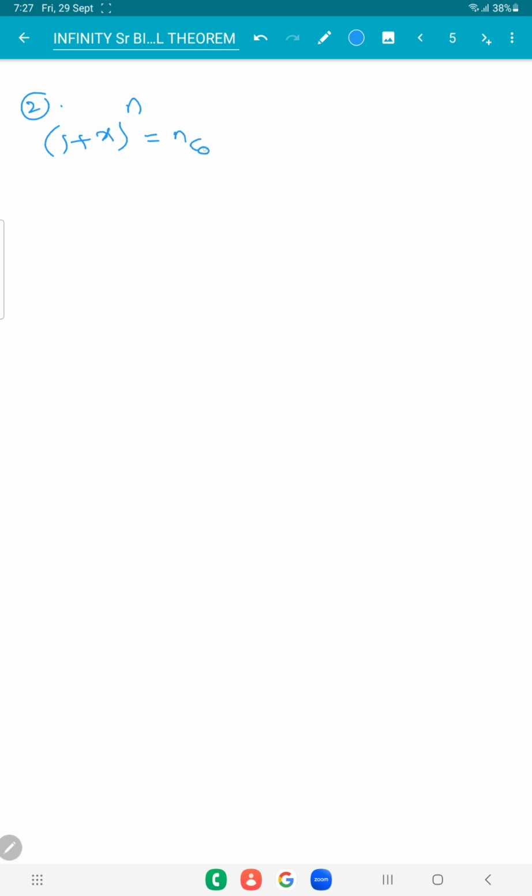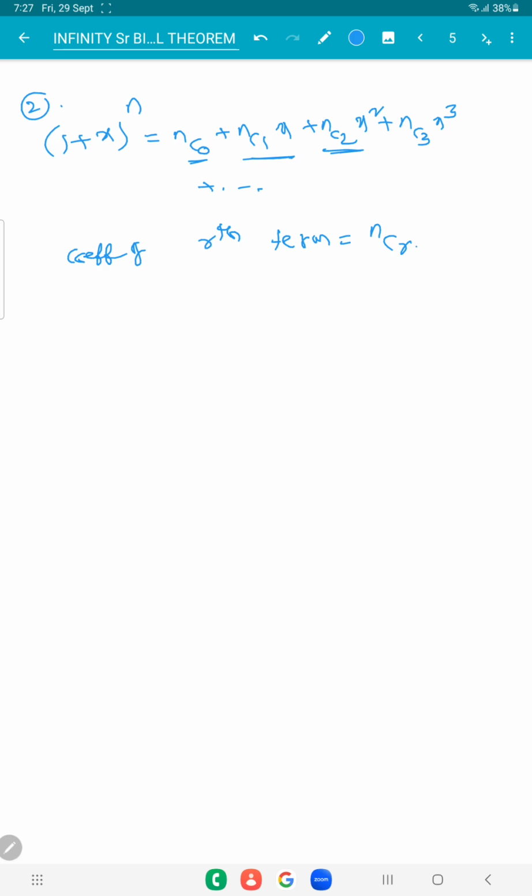Let us consider the expansion. (1 plus x) whole power n is nC0 plus nC1 x plus nC2 x square plus nC3 x cube plus and so on. The first term coefficient is nC0. The second term coefficient is nC1. The second term means 2, but the coefficient is nC1 only. For the third term 3, the nC2 is there. What is the coefficient of the rth term then? One lesser than r.